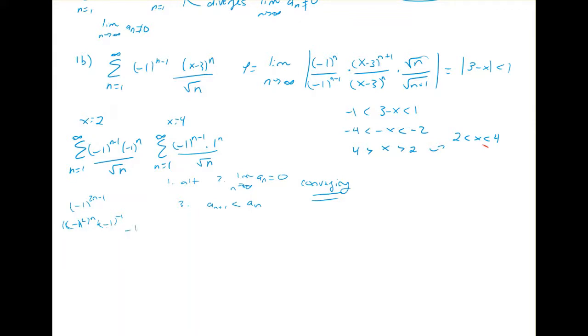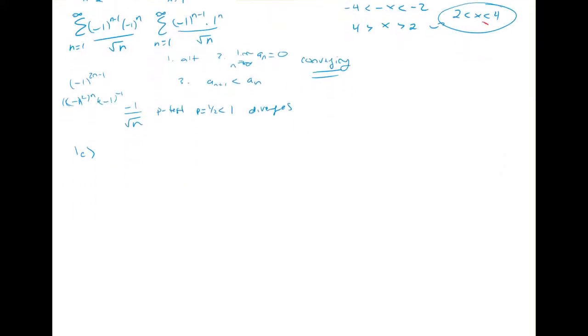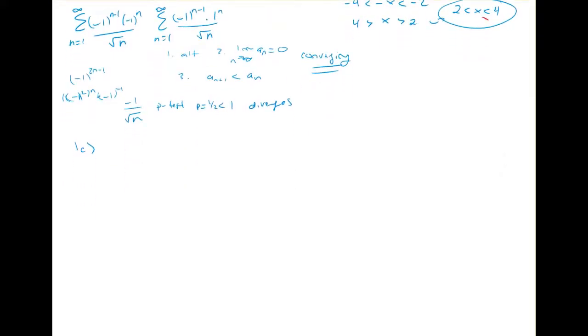So this series is not alternating. So we have to check for absolute convergence. It is not going to absolutely converge because by the p-test, we have a p that equals 1/2, which is less than 1. And therefore, we have a diverging series. So therefore, this is our final interval, from 2 is less than x, which is less than or equal to 4, because 4 works, but 2 does not. It is a series that is not alternating and is not absolutely converging.